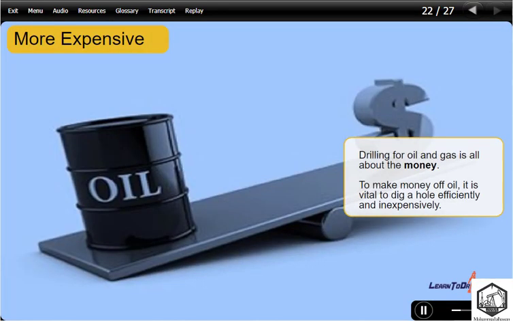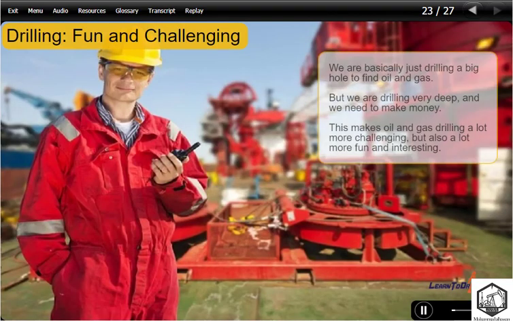Drilling for oil and gas is all about the money. To make money off oil, it is vital to dig a hole efficiently and inexpensively. We are basically just drilling a big hole to find oil and gas, but we are drilling very deep and we need to make money. This makes oil and gas drilling a lot more challenging, but also a lot more fun and interesting.